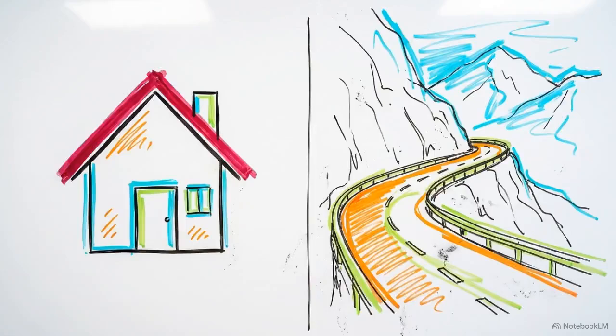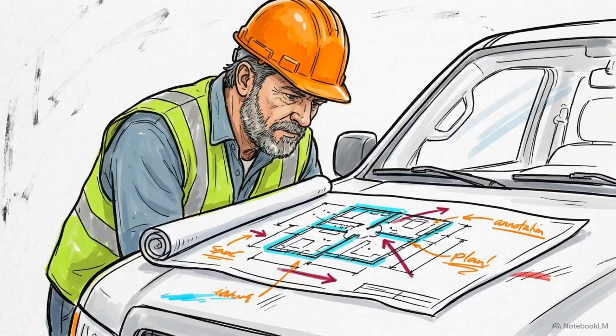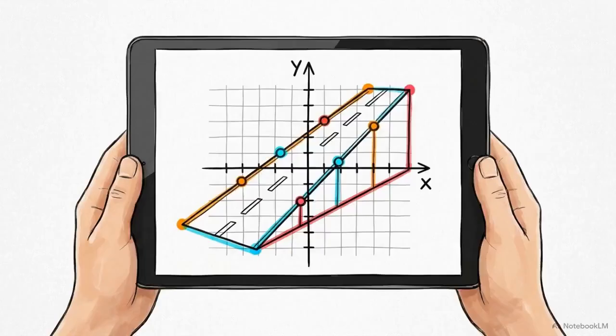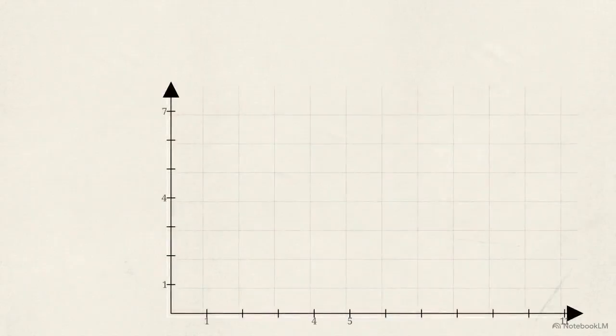Look at a pitched roof or a steep stretch of highway. We intuitively know when an incline is severe. But to actually build that roof or pave that road, engineers need to translate that physical slope into precise numerical data. They do that using coordinates. This animated diagram illustrates how that translation works.